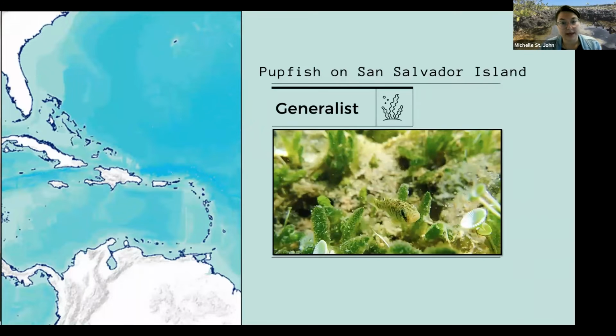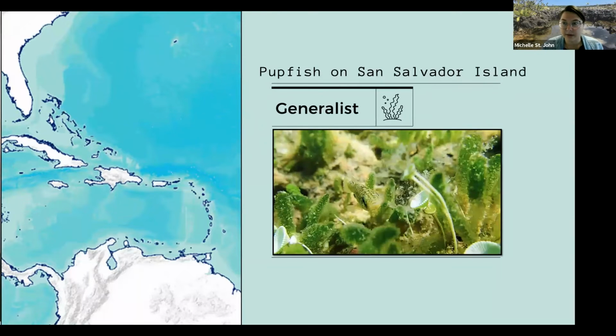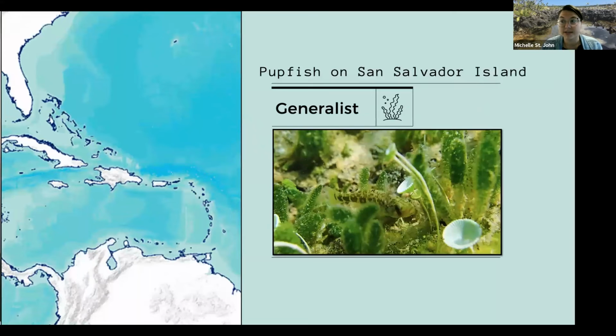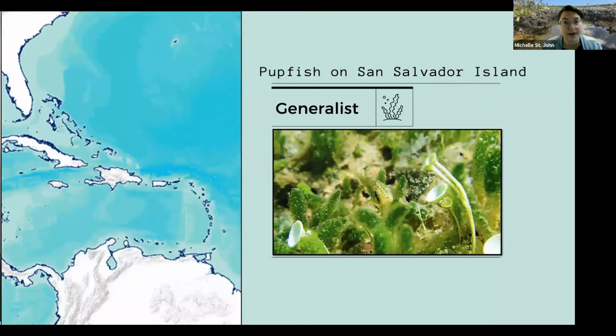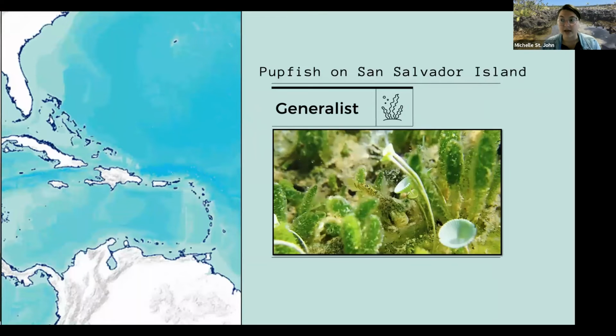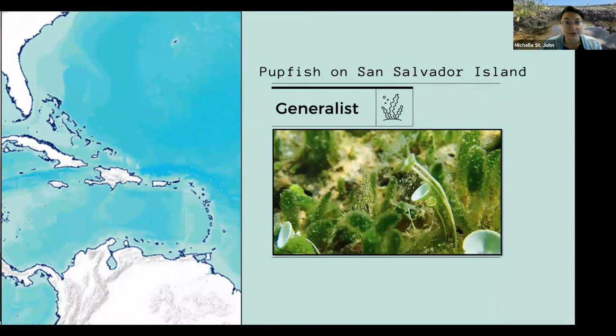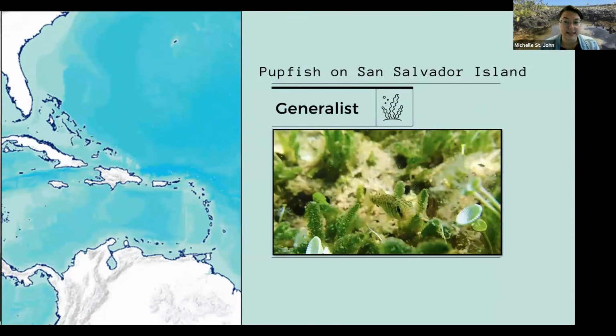So this is Cyprinodon variegatus, which is also known as the generalist pupfish, and they can be found across the Atlantic coast of North America, throughout the Caribbean, and even into South America. These fish eat typical fish things, so algae, detritus, and insects.